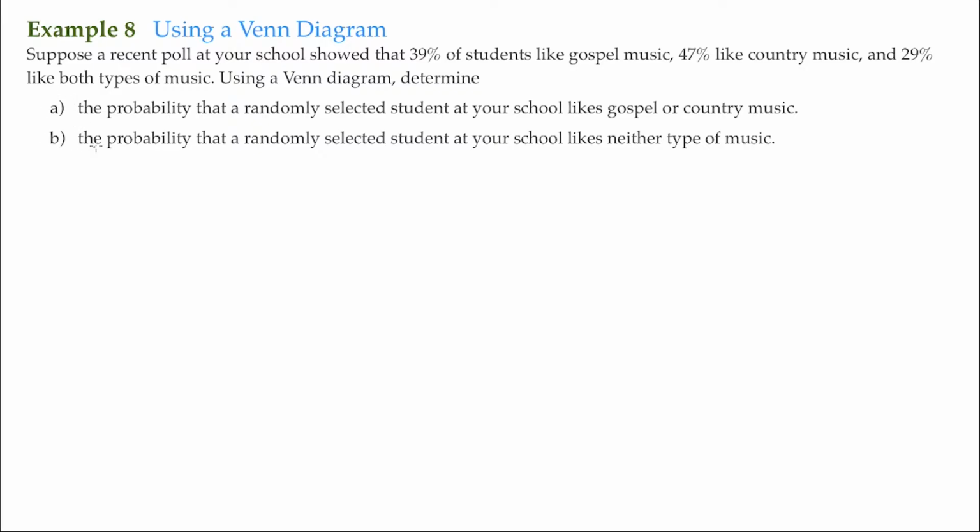So we're just going to go ahead and make our Venn diagram. And again, a Venn diagram is created with these circles that represent the particular events. So here's one particular event, 39% of students like gospel. So I'm going to go ahead and make a circle here, and I'm going to label this one G for gospel.